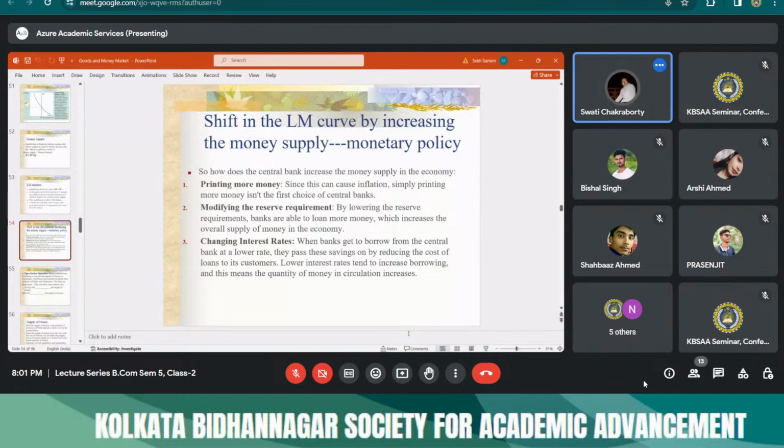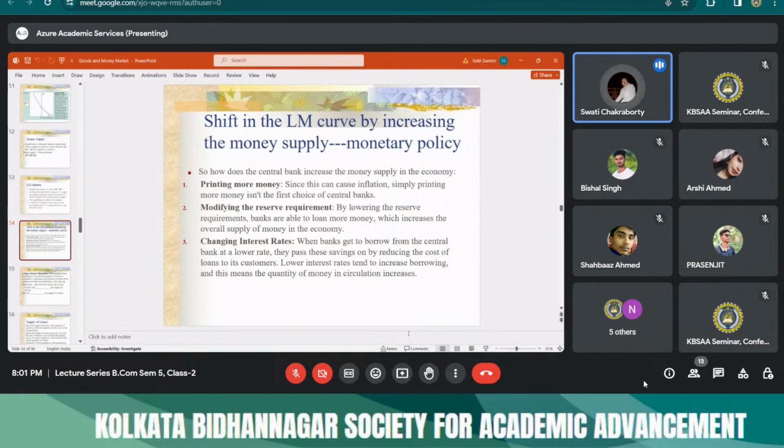There are different ways. One is simply printing more money, which is definitely not the first choice of central banks, because printing more money means excess money. Simply printing leads to inflation. So what do they prefer to do? One is definitely looking into the reserve requirements, the cash reserve ratio that we talk about. When the reserve ratio goes down, banks are able to loan out more money. More money means more supply of money. That's how it goes. Secondly comes the interest rate.